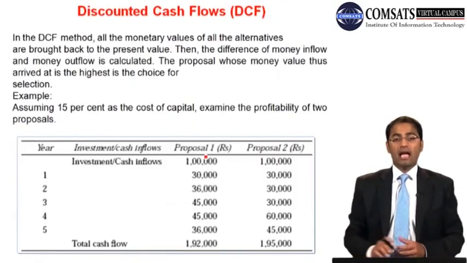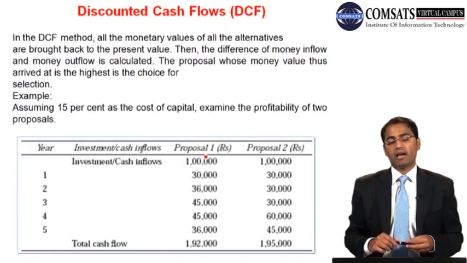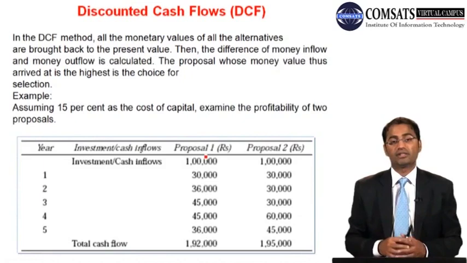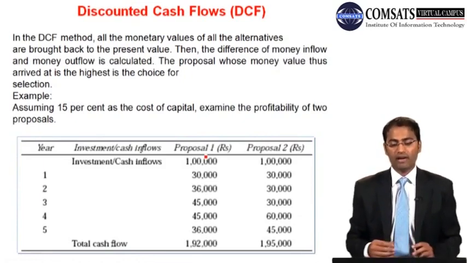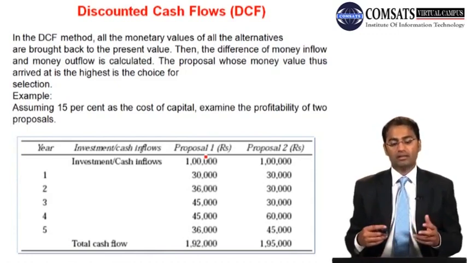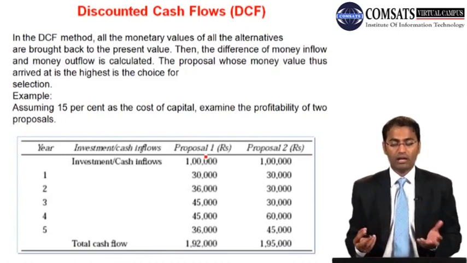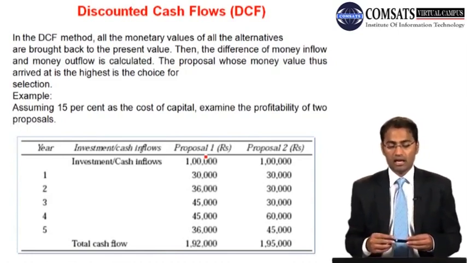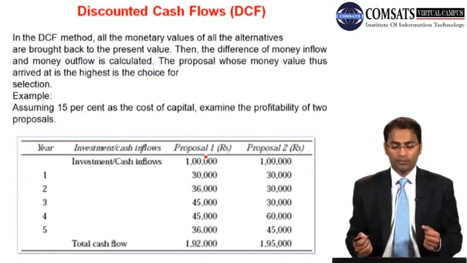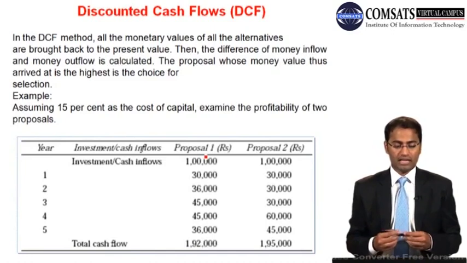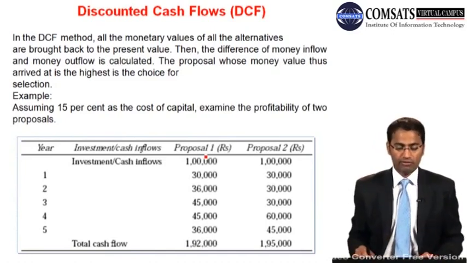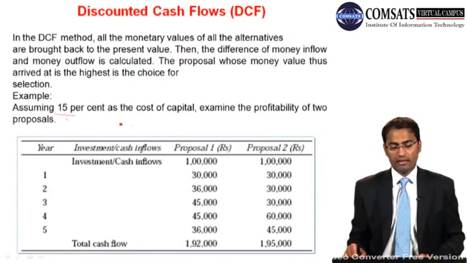Okay. And another financial parameter which is used by managers is discounted cash flows. So in this method, all the monetary values of all the alternatives are brought back to present value. Then the difference of money inflow and money outflow is calculated. The proposal whose money value thus arrived at is the highest is the choice for selection. So there is an example assuming a 15% discount rate.